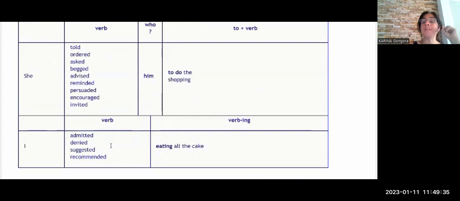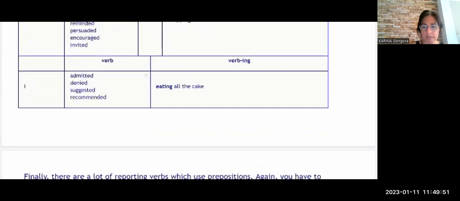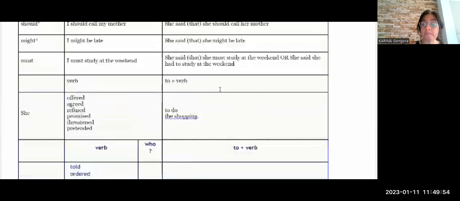What is the problem? The problem is that you need to remember what is the different structure. So you are not going to have the same transformation, right? If I have a sentence, I will write it here. Here you have all the different patterns. Offer, agree, refuse, promise, threaten, and pretend go with to plus infinitive. So you're going to say, she offered to do the shopping. She agreed to do the shopping. She refused to do the shopping.